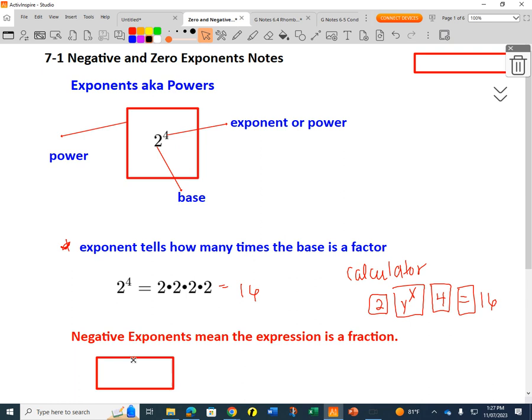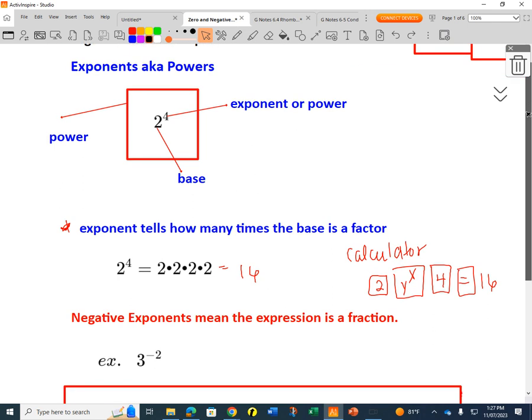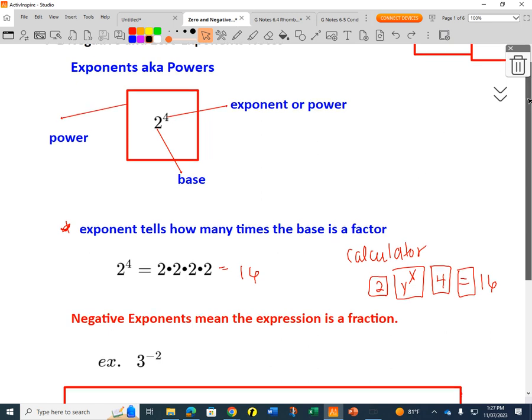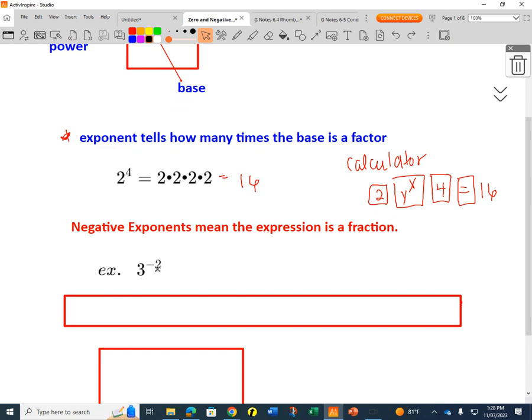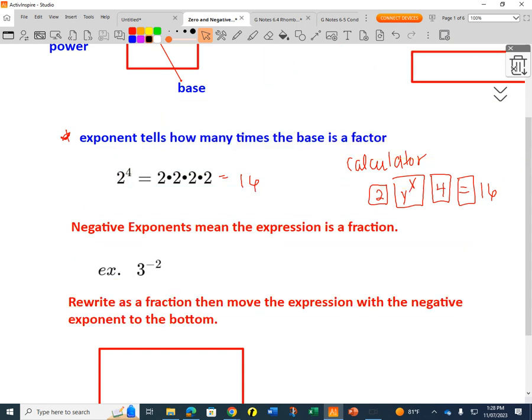All right, so for example, if we have 3 to the negative 2 power, because that exponent, this little bitty exponent, this power, is a negative number, I now know that this expression simplifies to something less than 1. All fractions are less than 1, right? All fractions are less than 1. You can have a mixed number that has a fraction in it, and that can be more than 1. But if it's just a fraction, it's got to be less than 1. So we are going to learn how to write this as a fraction. The first thing we're going to do is rewrite it as a fraction.